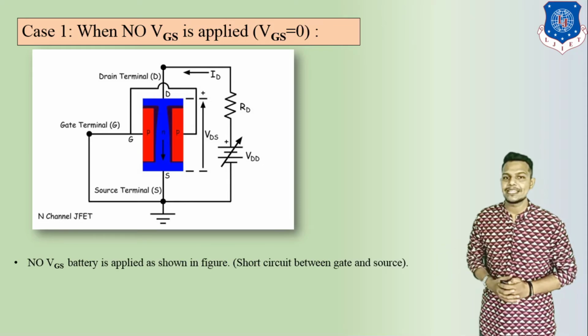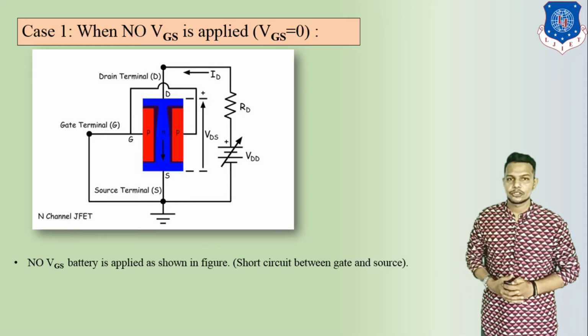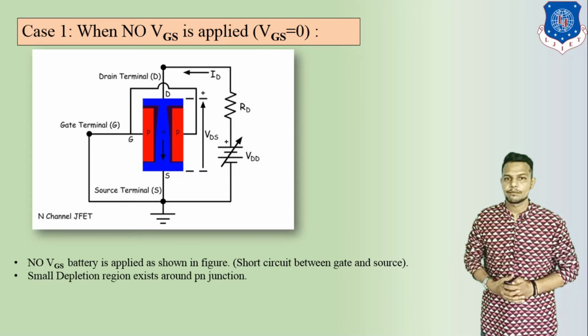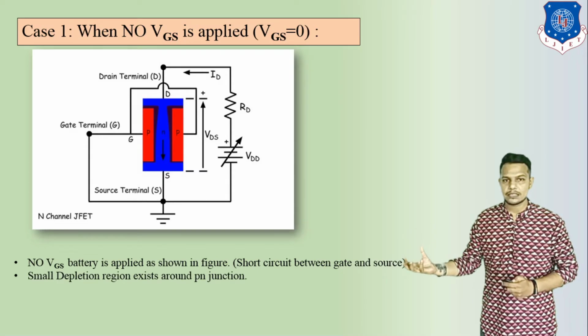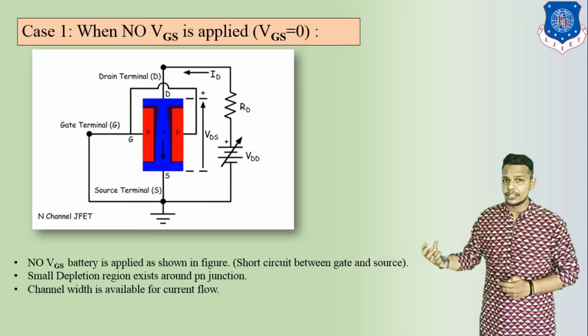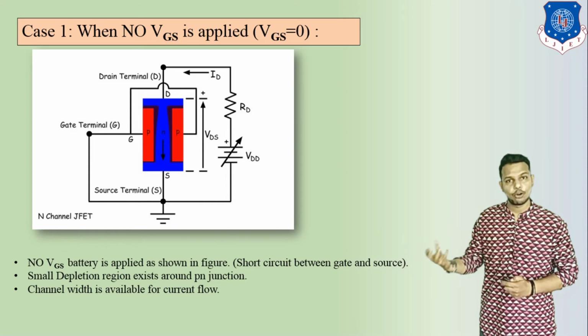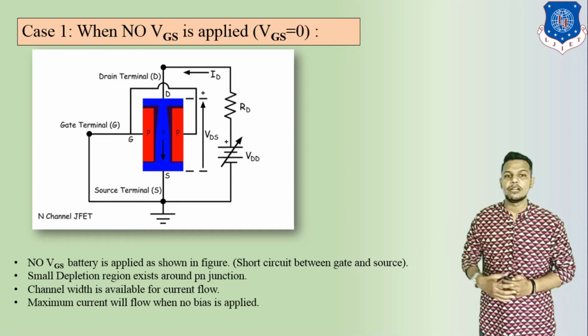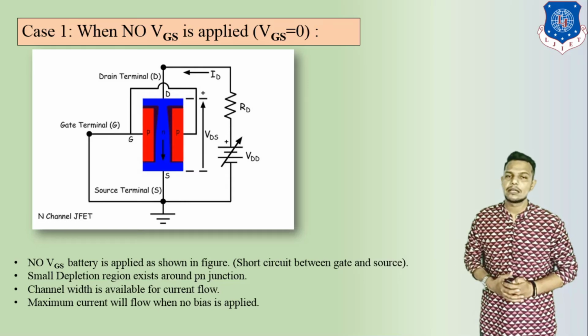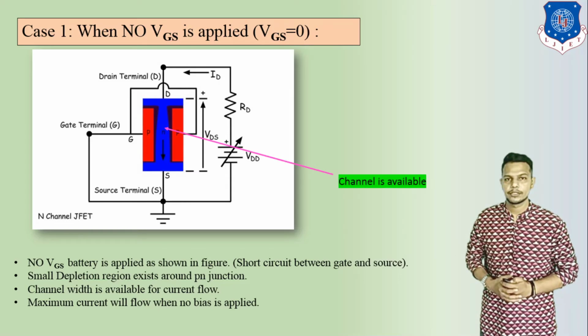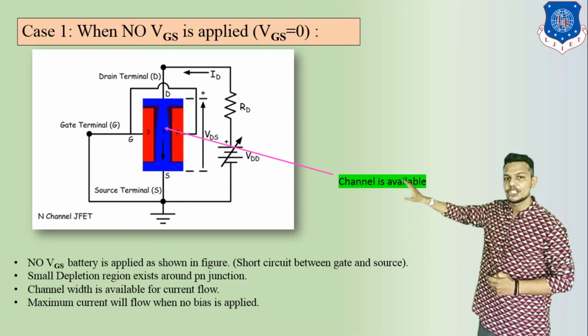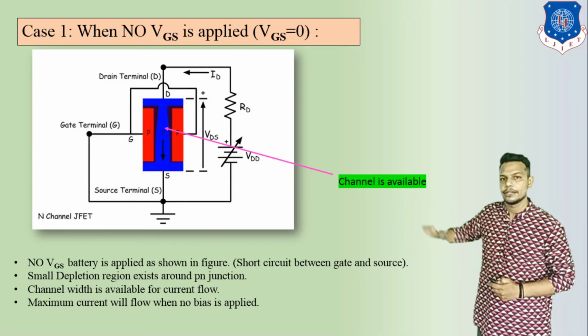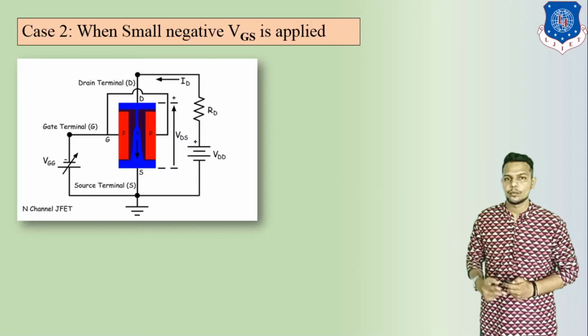Here we can see no VGS is applied, so that means it is short circuited, a small depletion region exists, and channel width is available for current flow, and maximum current will flow when no bias is applied. So here we can see the channel is available here. Now let us discuss case number 2.